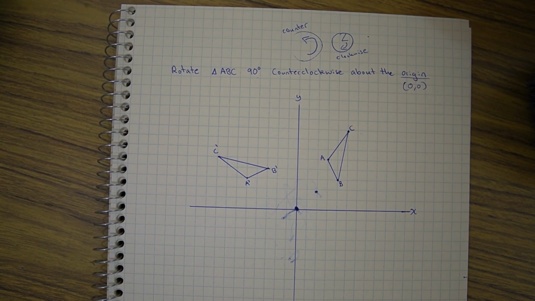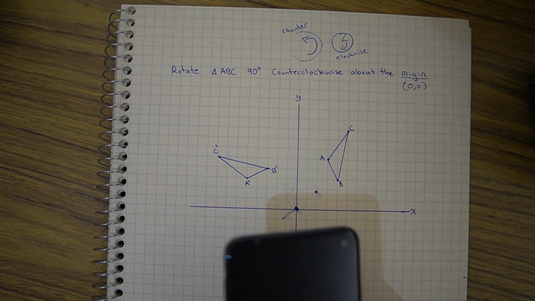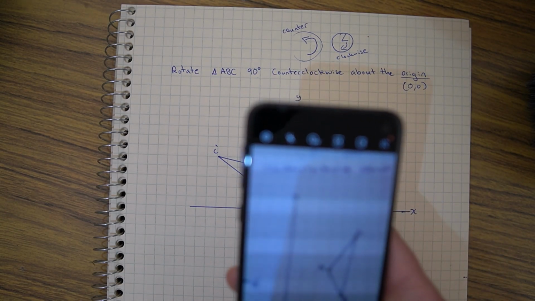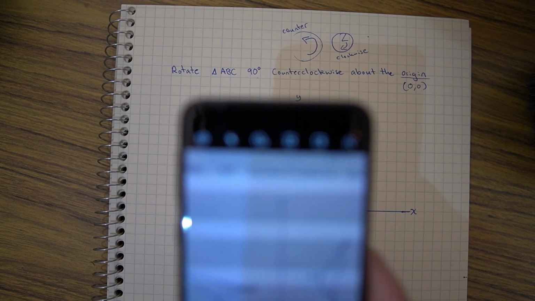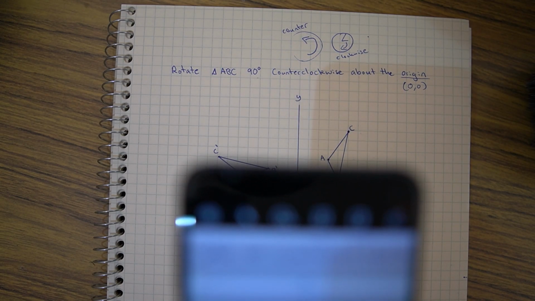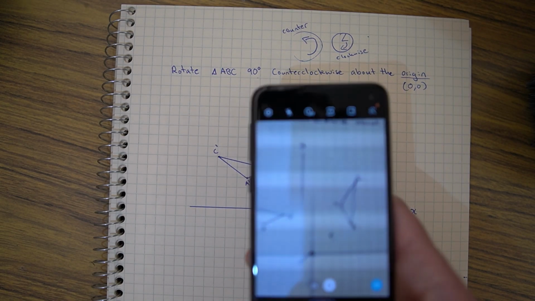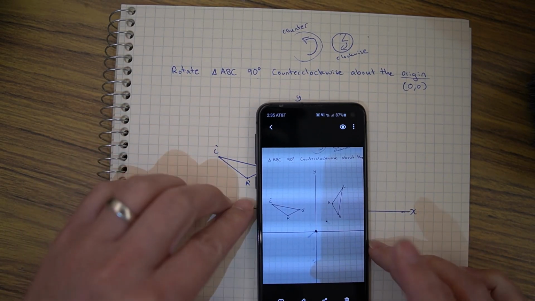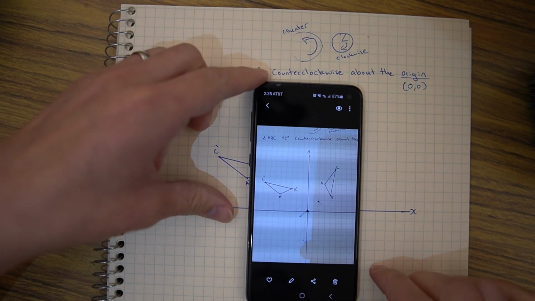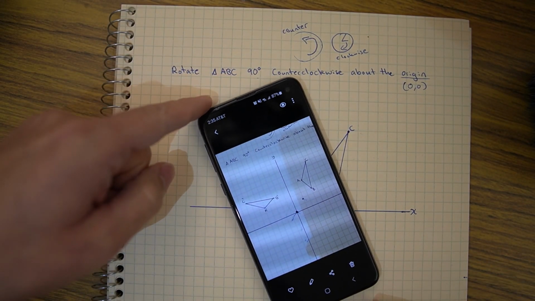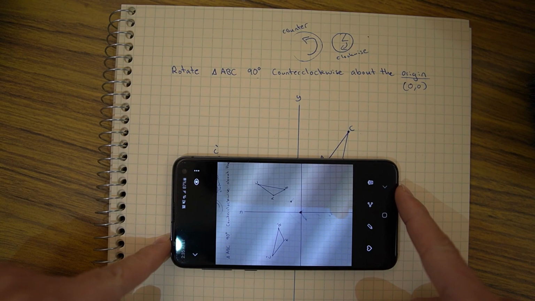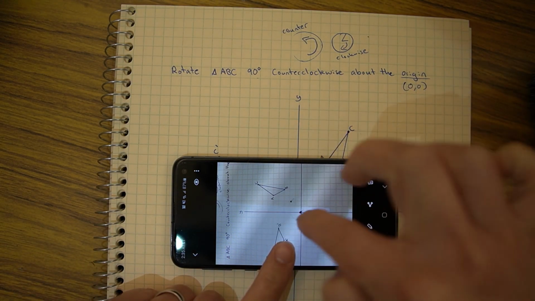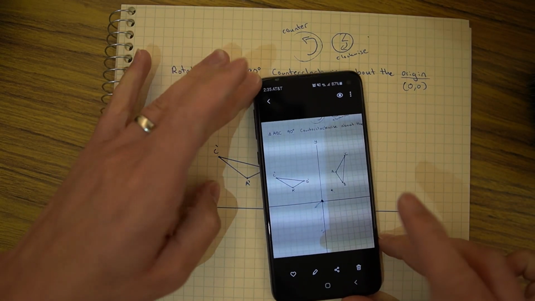Okay, so what are some other life hacks on this? Maybe you don't have tracing paper or any paper that you can see through, but you have a phone with a camera. So I'm going to take a picture of this, and I now have a picture of my paper. And now I'm thinking, well, if I just spin this 90 degrees, I can now pretend that this is my y-axis and this is my x-axis, even though it was really the other way around.